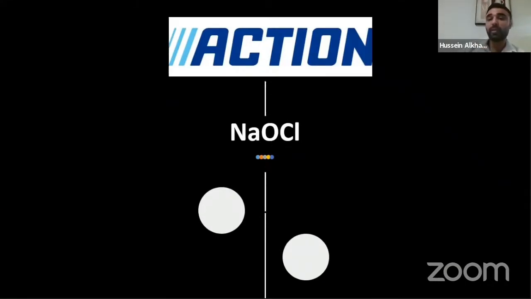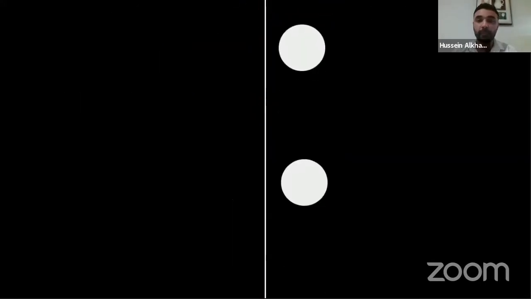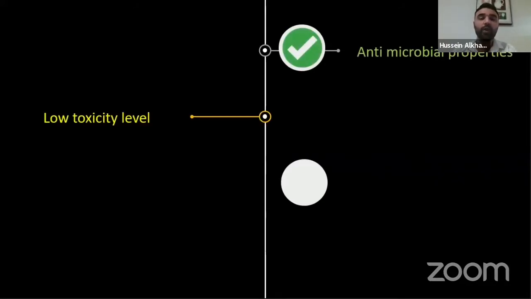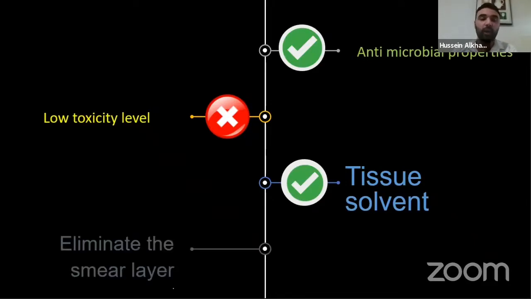Now, let's illustrate the action of sodium hypochlorite and compare it to the properties of an ideal irrigation solution. Regarding flushing debris, sodium hypochlorite is good in this job. Also, it possesses good lubricant action. Antimicrobial properties are super wonderful. As for the low toxicity requirement of an ideal irrigation solution, as we said before, sodium hypochlorite doesn't fulfill this requirement. It shows good tissue dissolving ability, and lastly, sodium hypochlorite, as we said, can eliminate the smear layer.